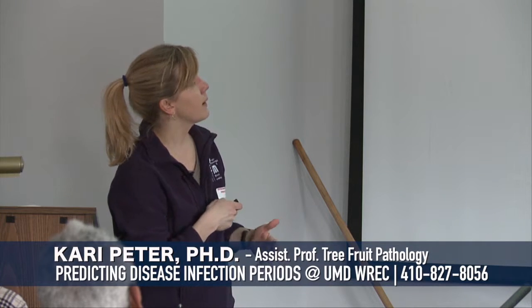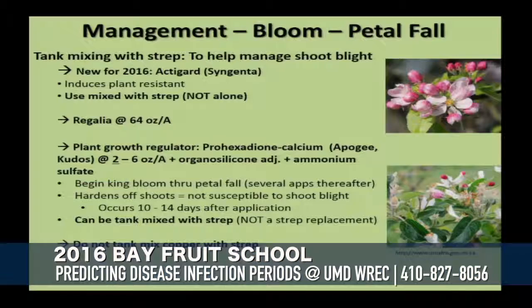Another thing you can think about combining with streptomycin is Regalia. There are some good results out there from tank mixing streptomycin and Regalia, lessening the severity of the blossom blight, but also giving you some protection for shoot blight later on.